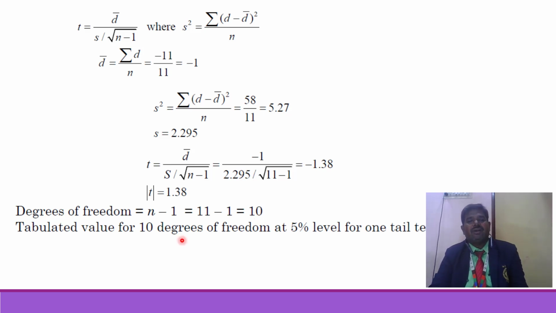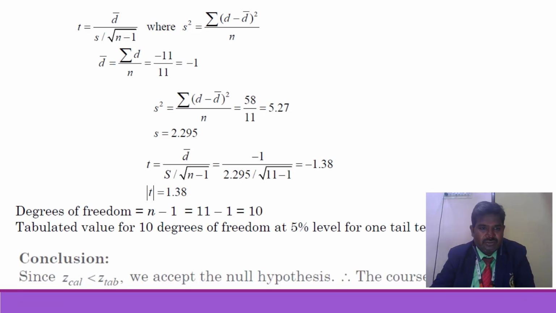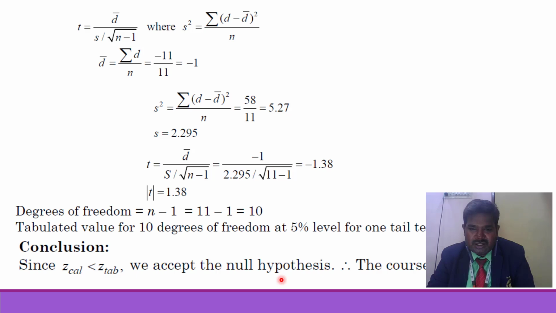The tabulated value for 10 degrees of freedom at 5% level for a one tailed test is 1.812. We can get this value from the table. So modulus of T is 1.38 and the table value is 1.813. The calculated value is less than the table value, so we accept the null hypothesis. The course is not useful, that is, it does not increase. Therefore the course is not useful.